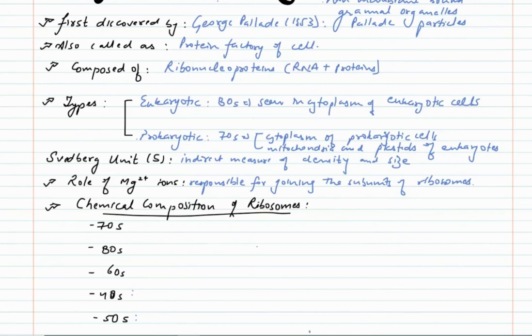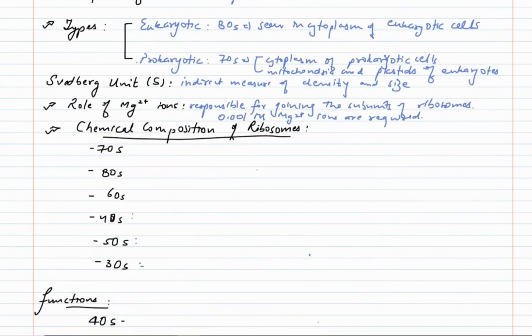These ions form a bond with the phosphate groups of ribosomal RNA of the two subunits and thus help in keeping them together. A minimum of 0.001 mol Mg2+ ions are required in a cell to keep the ribosomal subunits bound together.